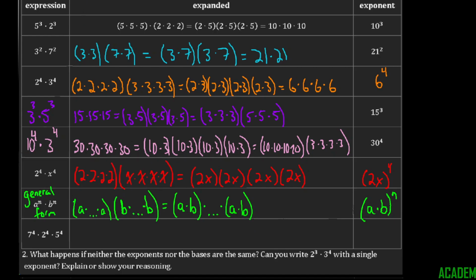And so lastly, I can do this 3-part one. Same idea. I can say I have 7 times 7 times 7 times 7 times 2 times 2 times 2 times 2 times 5 times 5 times 5 times 5. Which, if I have one of those groups, 7 times 2 times 5 is going to be equal to 70. So I'm going to say I have 70 times 70 times 70 times 70, which expanded out is going to be 70 to the fourth power.